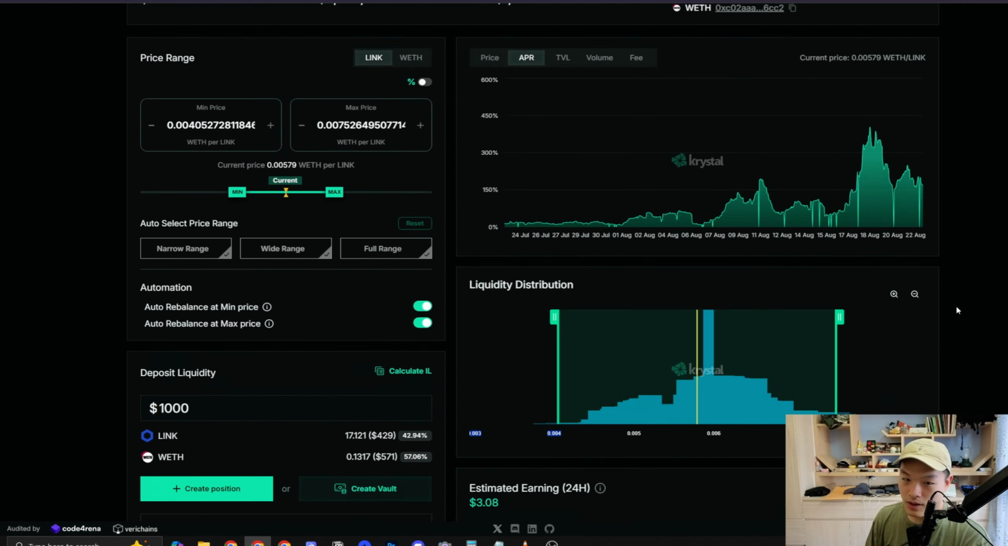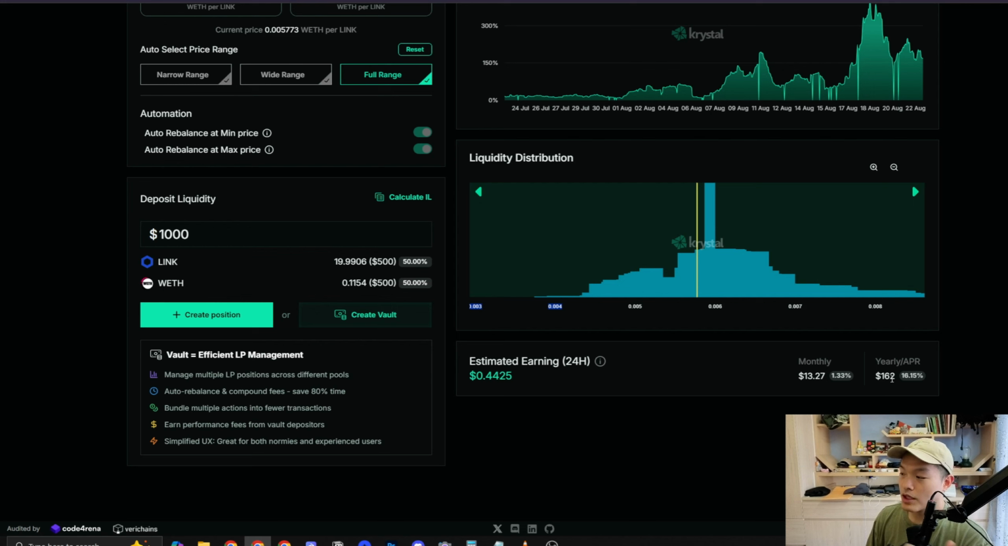And I could set the range as well. If I go for this wide range, narrow range, or full range, I will see this estimated APR here. So based on this estimate, 16% APR for a full range is really good. When I'm comparing APR, I typically like to use full range just to make everything else constant and the comparison more fair. I like to look at the full range.